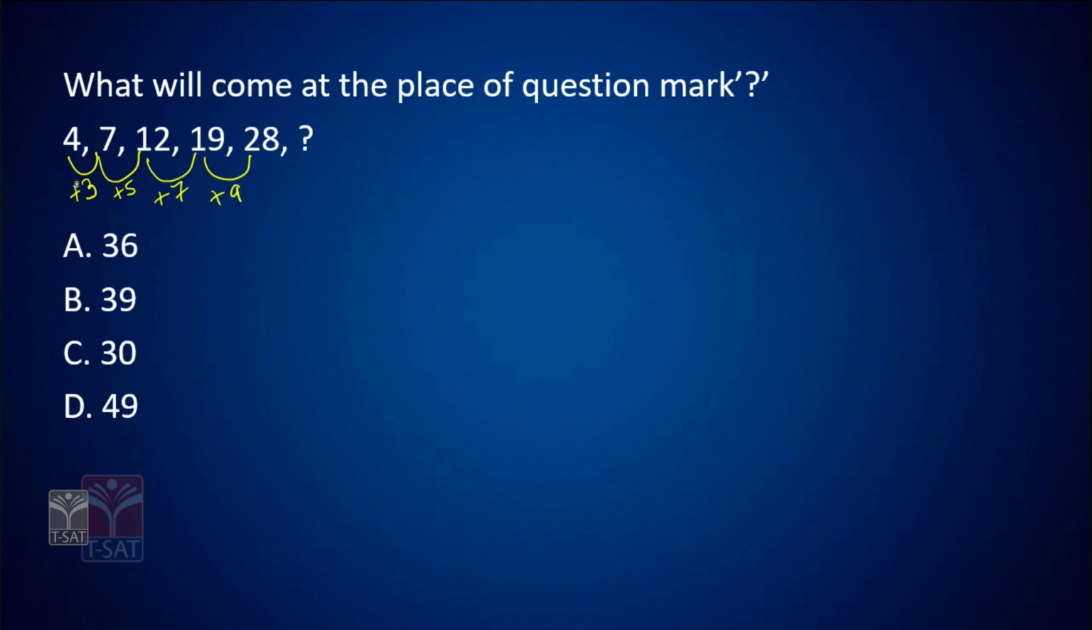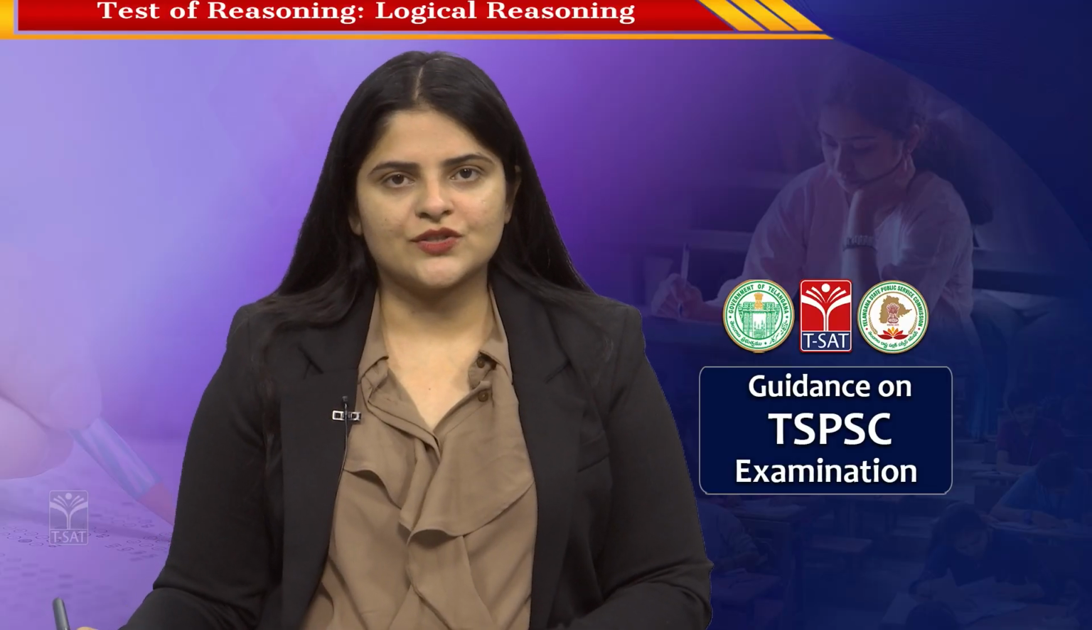So we see that the numbers are increasing. And how are they increasing? Every time we are adding an odd number, and this odd number is in an incremental sequence. So 3, 5, 7, 9. What is the next odd number we know? 11. So in place of the question mark, we will get 28 plus 11, which is 39, which is answer option B. Let's look at the next question now.